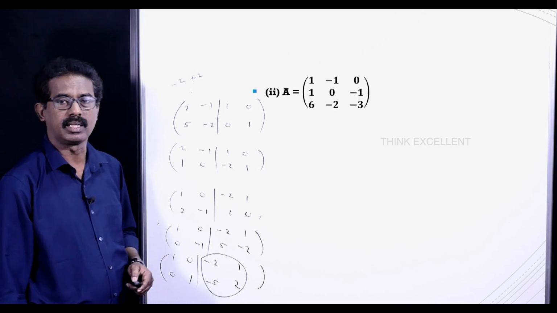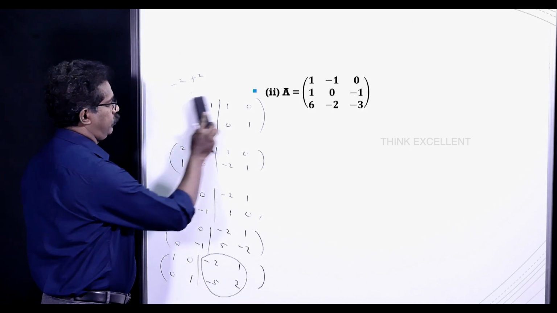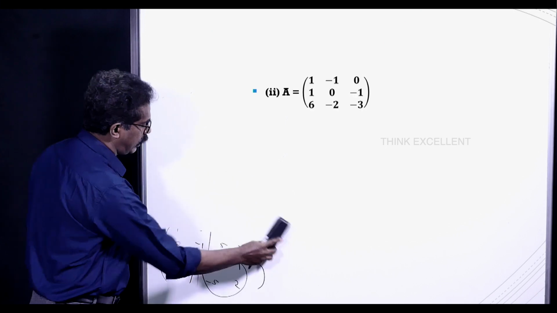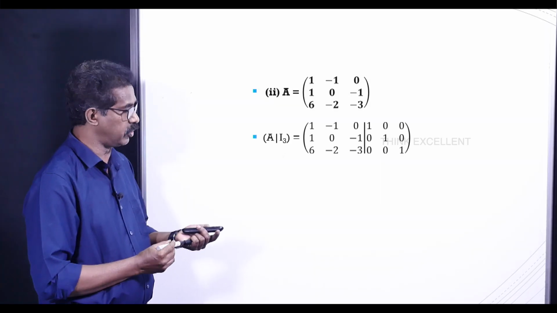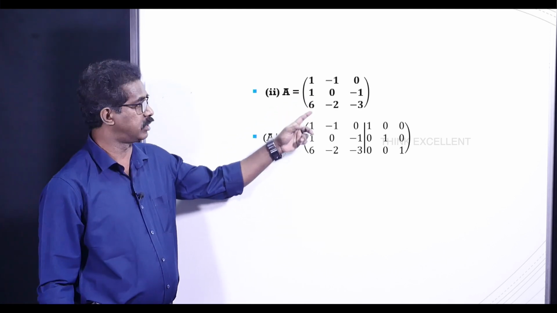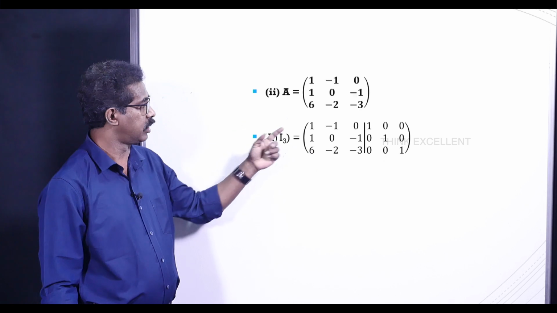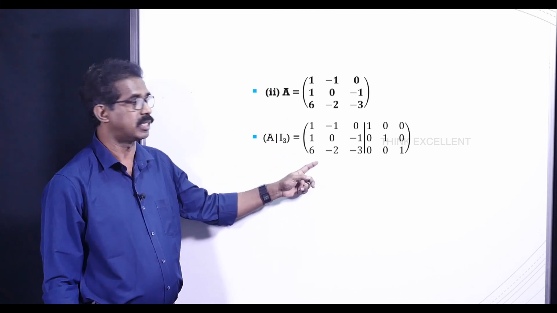Now we see another question in 3 by 3. A 3 by 3 matrix is given, so you have to use I3, right? I3 you have to use. Look at this. We'll go through the steps here. So first the given matrix is A, you find A bar I3, right? A bar I3. So first row, first element here is what?